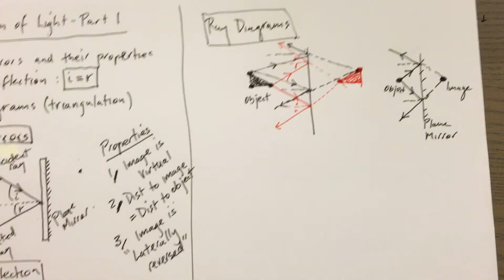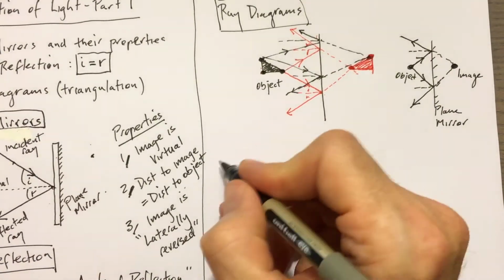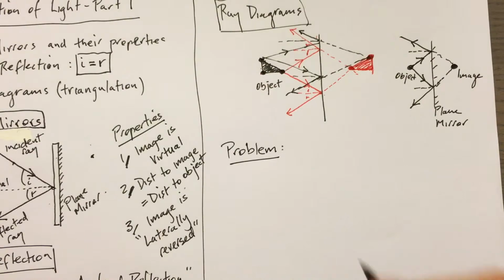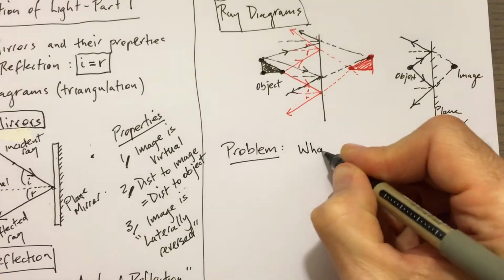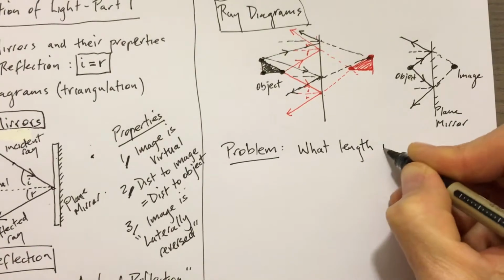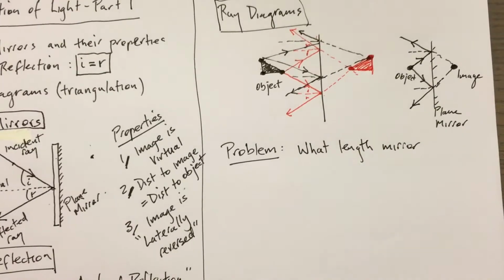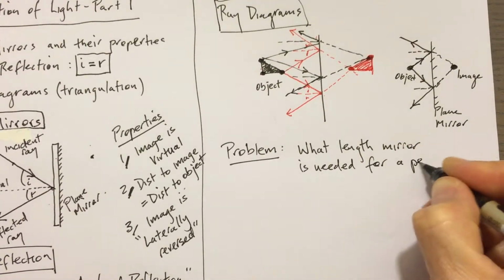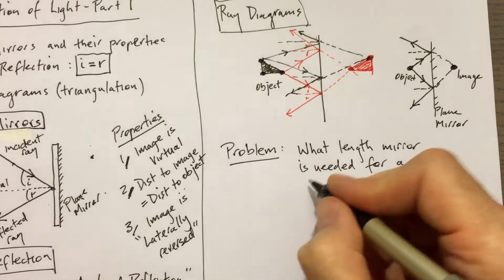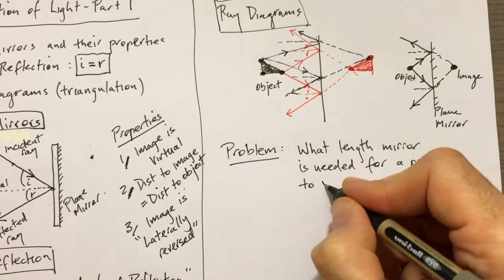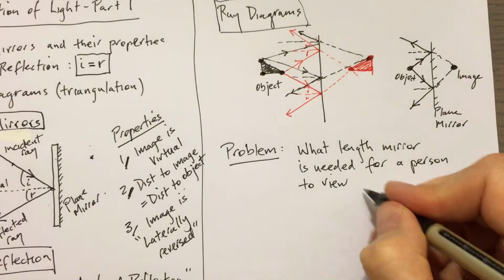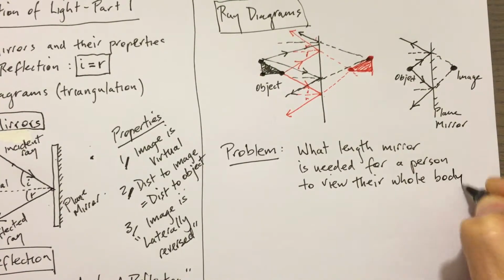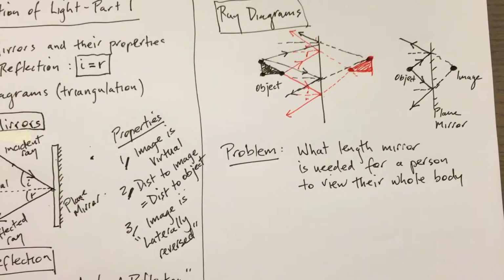This is kind of a fun question actually, so let me set it up for you here. It's a good problem. It's a good thinking problem. So the question really is this: what length mirror is needed for a person to view their whole body? Okay, so what length mirror is needed for a person to view their whole body?